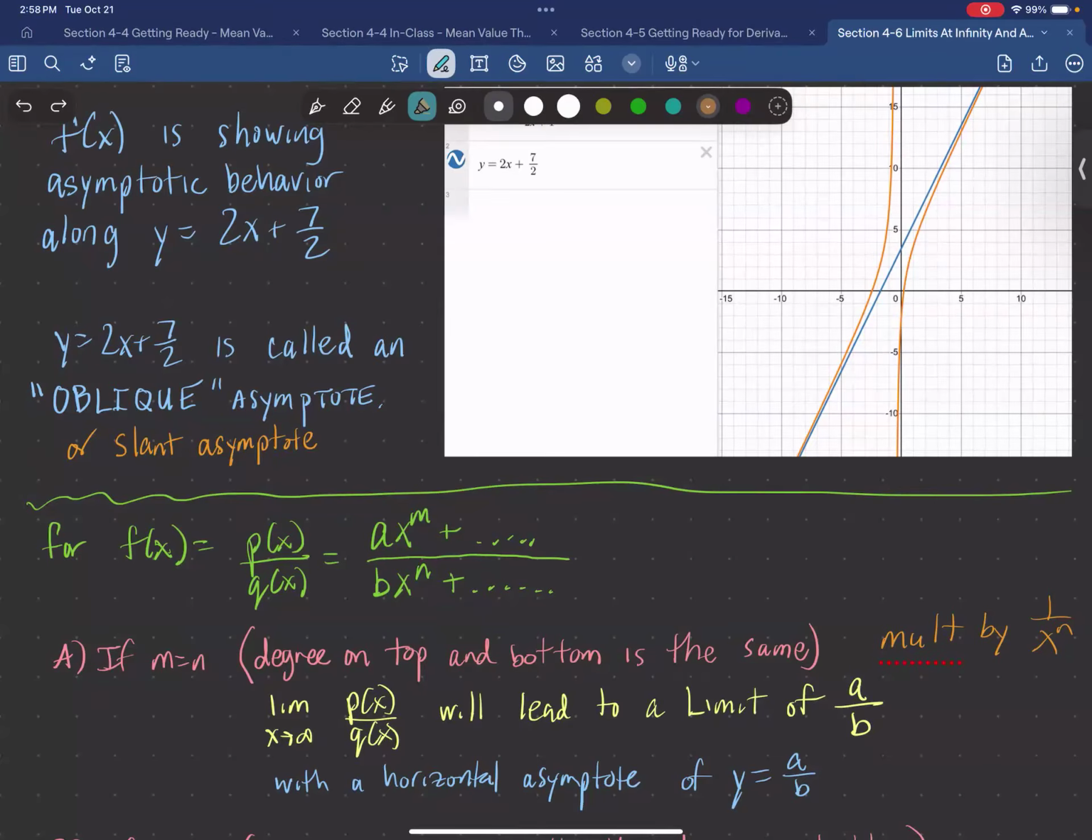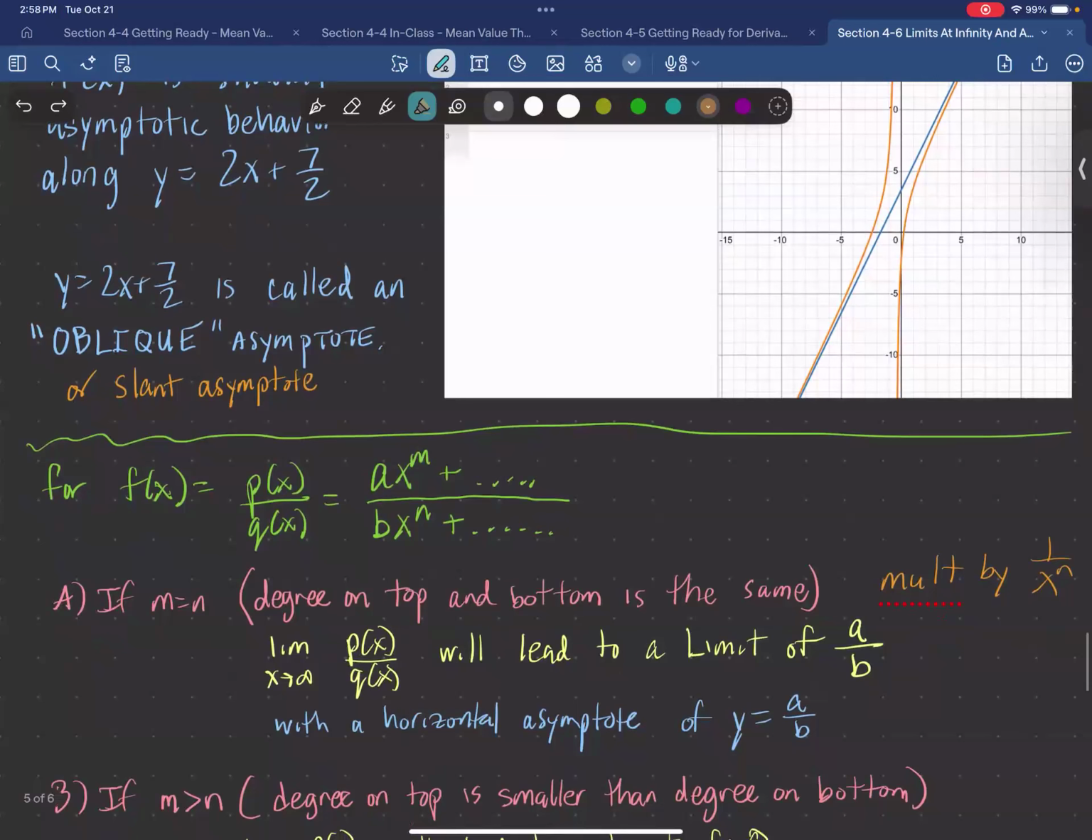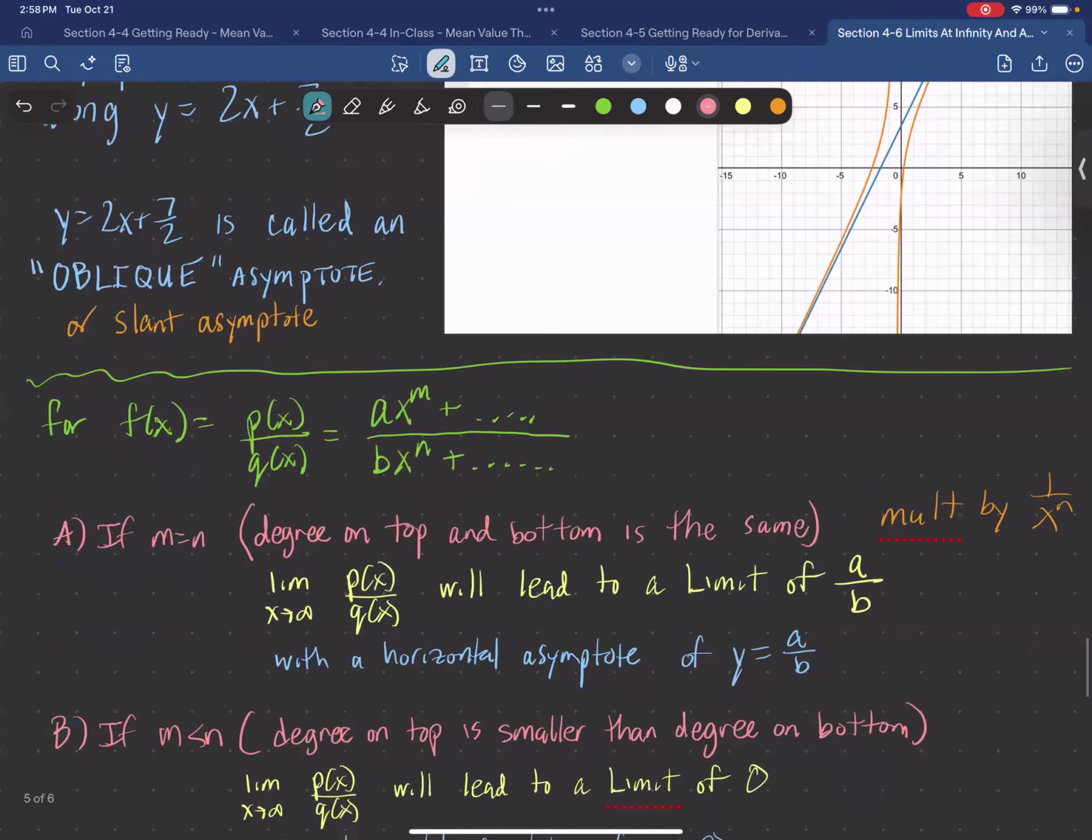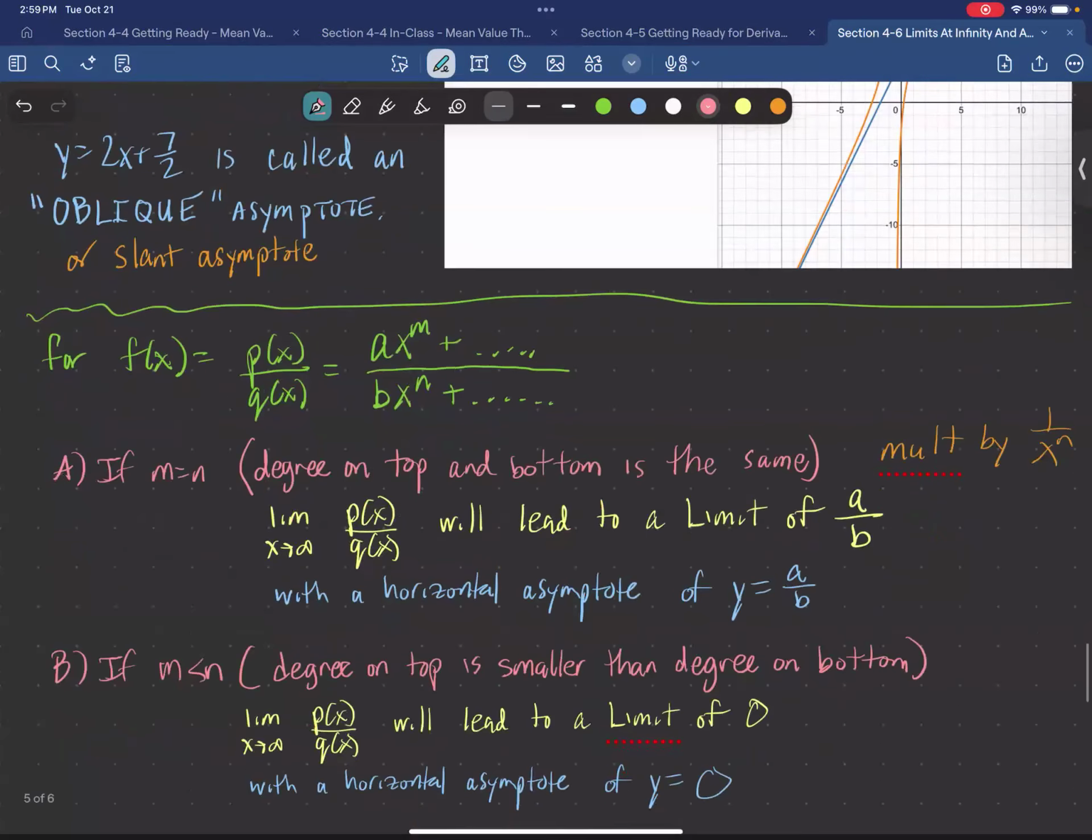Now, the next scenario we did was when the bottom was bigger. I got this sign mixed up here. Let's fix that. If m is less than n, the top is smaller than the bottom. We did this case. We ended up with everything on top having a 1 over x or higher, and we led to a limit of 0. And so the horizontal asymptote will be y equals 0. That's when the top has a degree that is smaller than the degree on bottom.